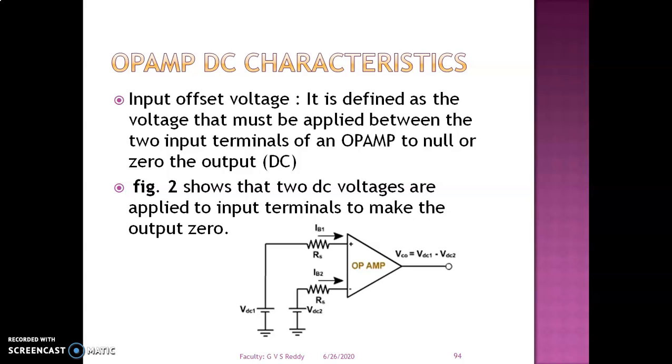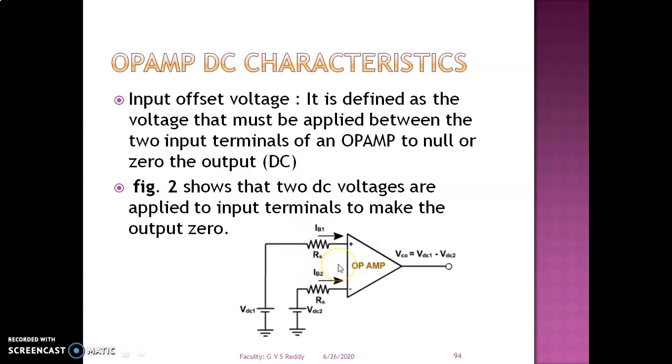The first one is input offset voltage. This is one of the DC parameters. Input offset voltage is defined as the voltage that must be applied between the two input terminals of an operational amplifier to null or zero the output voltage, in order to make the output voltage 0 volts.